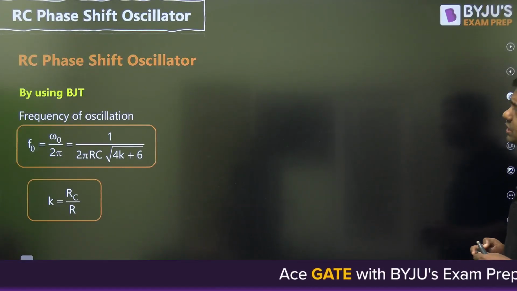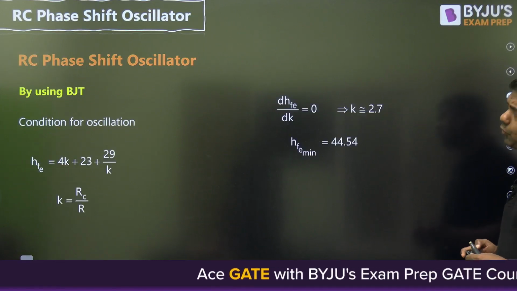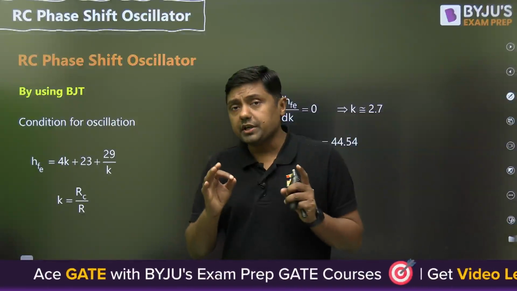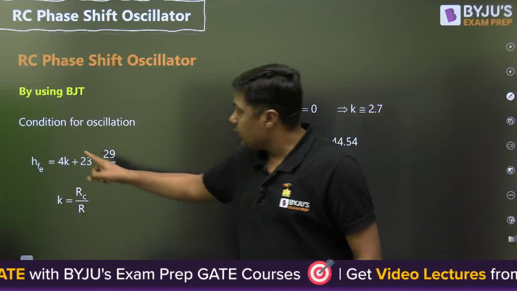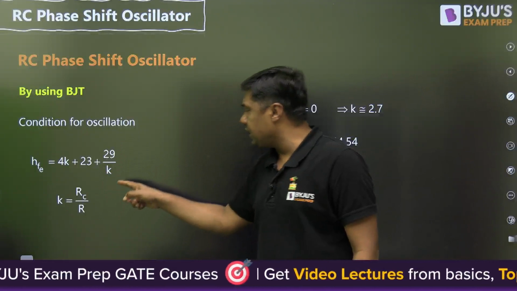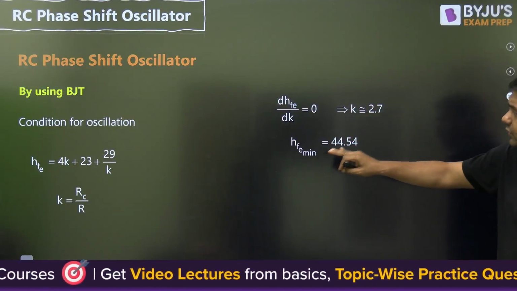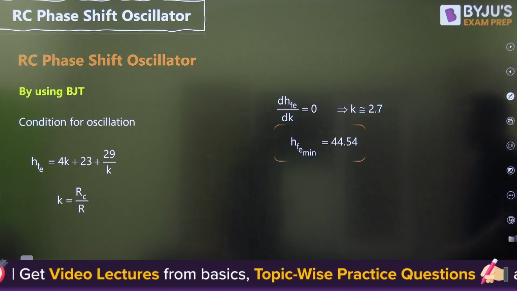Then what is the condition for oscillation? The condition for oscillation is HFE, that is called beta, common emitter short circuit current gain for BJT, greater than or equal to 4K plus 23 plus 29 by K, where K is RC by R. And what is the minimum value of HFE required? 44.54.